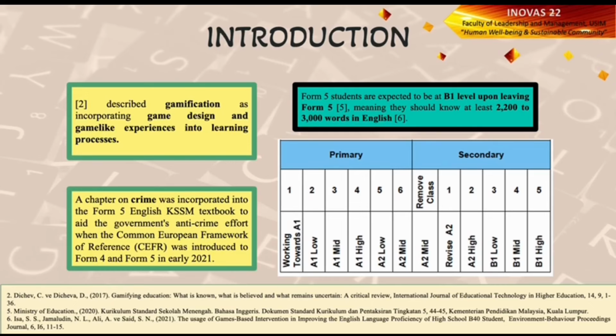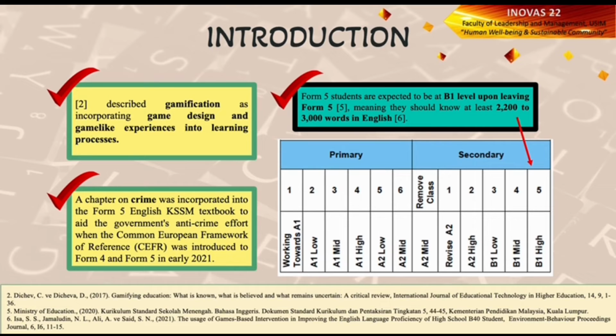Gamification is described as incorporating game design and game-like experiences into learning processes. A chapter on crime was incorporated into the Form 5 English KSSM textbook to aid the government's anti-crime effort when the CFR was first introduced to Form 4 and Form 5 in early 2021.